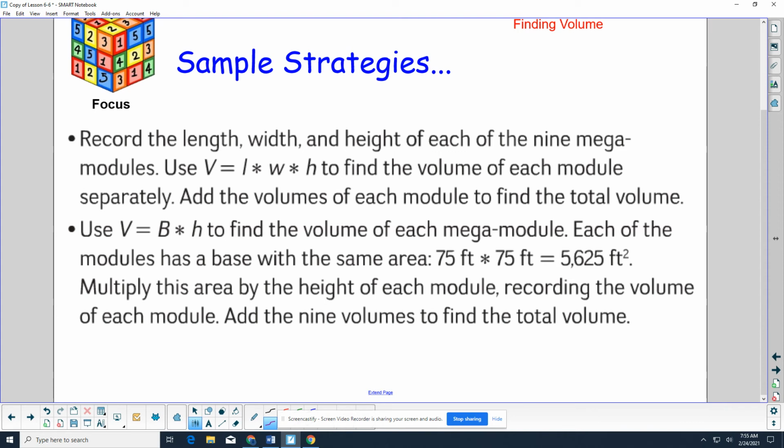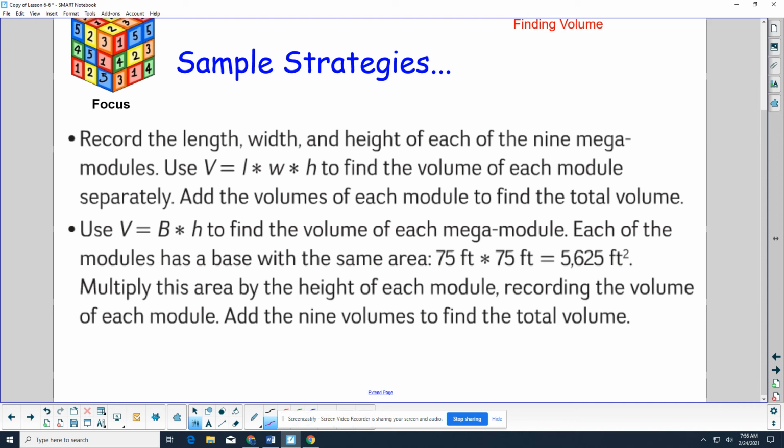When you find the volume of irregular figures, you dissect it into different sections, and then you would add each of the volumes up. So again, module sounds confusing, but it just means each shape or each section you broke it into. You could also do what we did because they gave us the base. You could say base times height to find the volume of each mega module. Each of the modules have a base with the same area, 75 feet by 75 feet, which equals 5,625 feet squared. Then you can multiply this area by the height of each module, recording the volume of each module, add the 9 volumes to find the total volume.